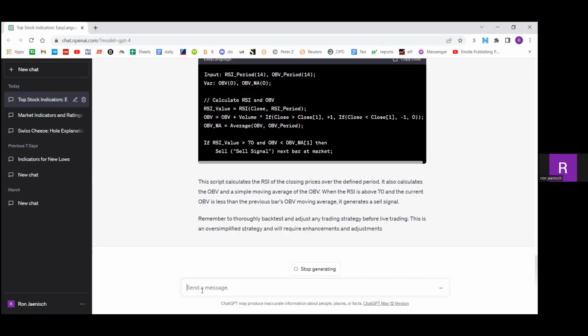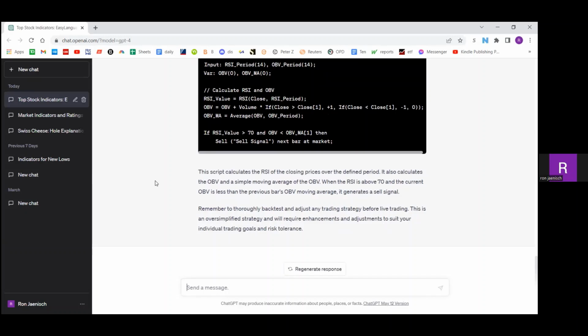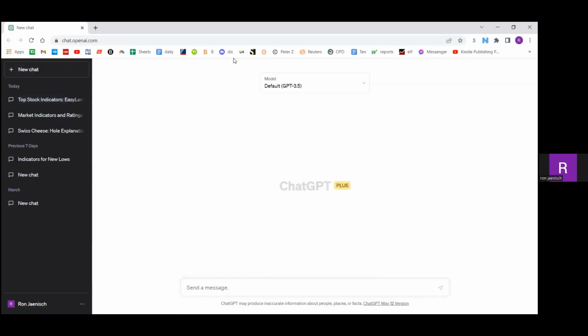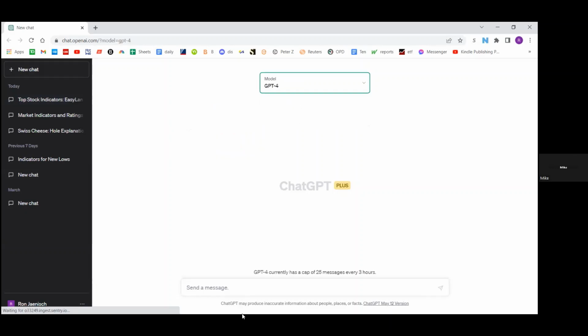Okay, so that looks like a pretty simple code right there. Doesn't do anything complicated. Yep. What do you think of this? Does that make sense to me? Hey Mike, do you have any indicators that you want coded in easy language? Fibonacci.